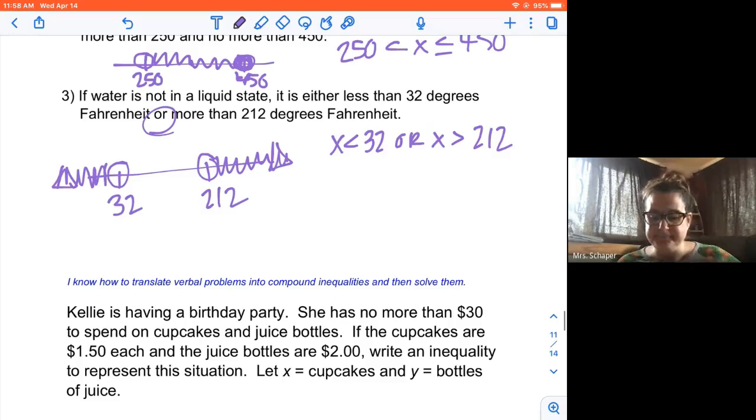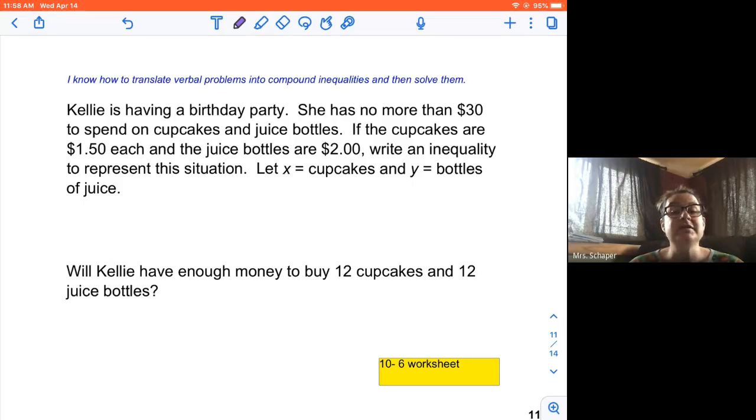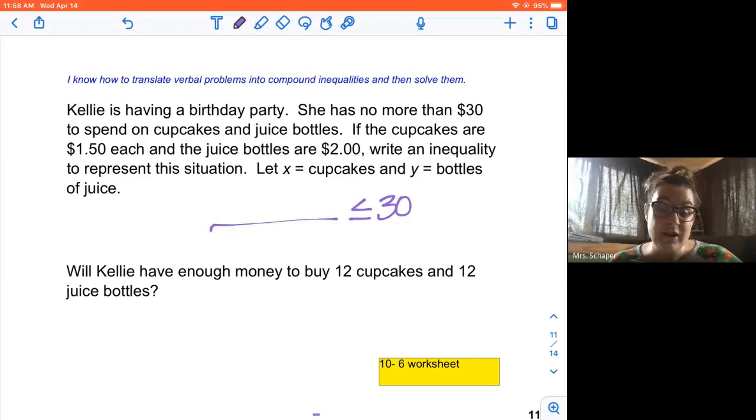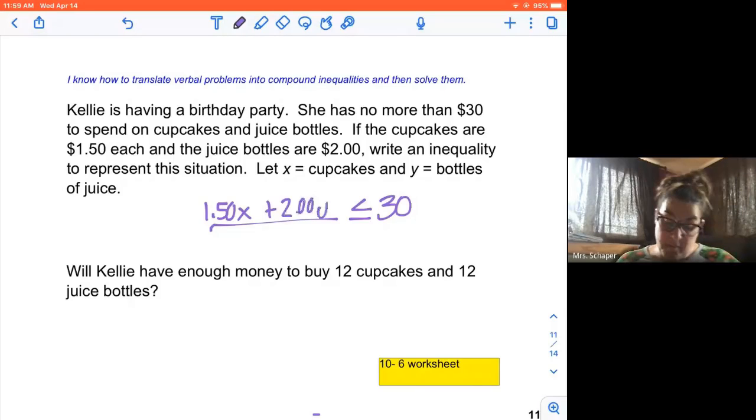All right, one more. Here we go. Kelly's having a birthday party. Okay, she has no more than $30 to spend on the cupcakes and the juice. If the cupcakes are $1.50 and juice is $2, let's write the inequality. Okay, so $30 is the max that she can spend. So what Kelly spends has to be less than or equal to 30. Okay, the cupcakes are $1.50. So $1.50 times the number of cupcakes plus $2 times the number of bottles of juice will get you less than 30. Okay. So that's my inequality. $1.50 times the number of cupcakes plus $2 times the number of juices has to be less than or equal to 30.